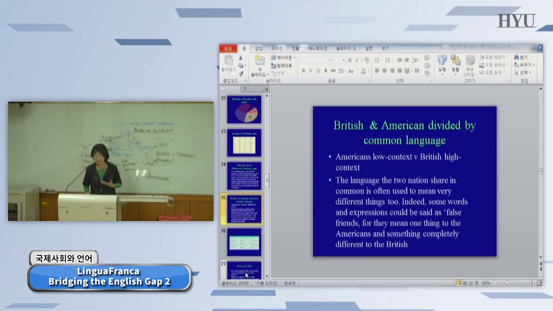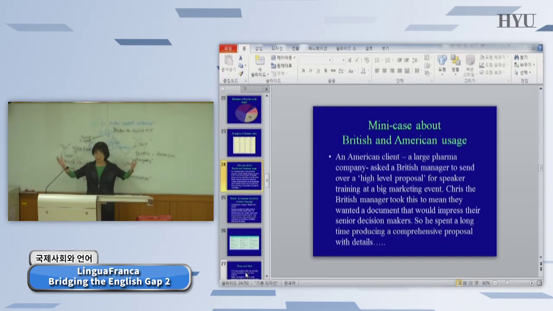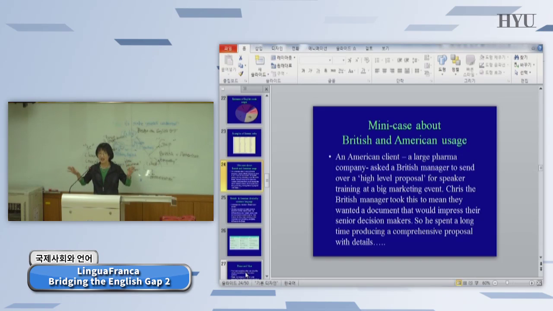comprehensive report. So he sent it to the American client. Then the American client's reaction was surprising. He said, no, this is not what I wanted. What I meant was very short, a summary version that has only highlight points. That's what high-level proposal means. So you can see, even though they were British and American, they both are L1 speakers, they have a different meaning when it comes to high-level proposal. There was a confusion.